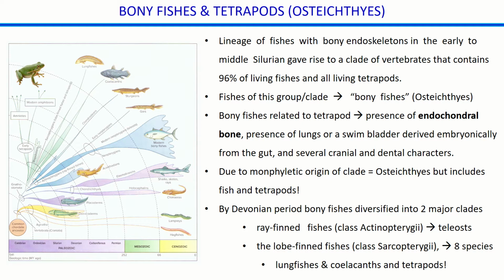That's just background. By the Devonian period, the bony fishes diversified into two major clades, Actinopterygiae and Sarcopterygiae. Okay, those are the two different clades. That's important, guys. You need to know that there's a big difference between the ray fin fishes and the lobe fin fishes. What is the lobe fin fish that we were talking about last week? The coelacanth. Okay, you guys need to get that right.